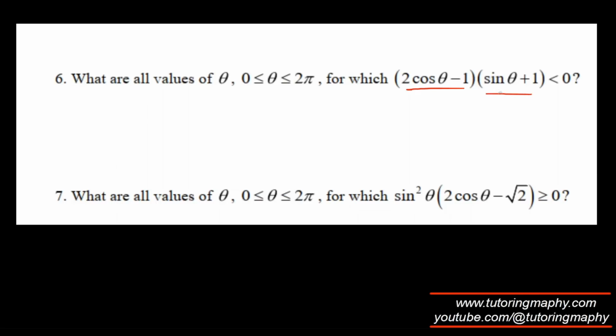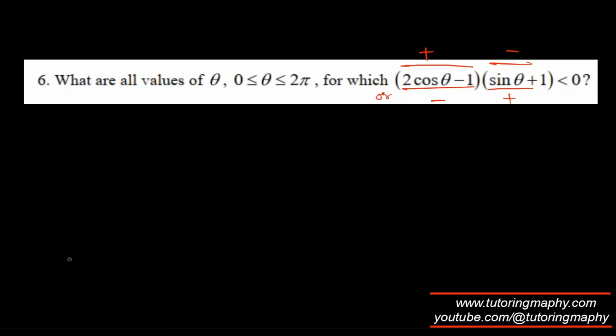If the product of two quantities is negative, then I think there are two possibilities. Either this is positive and this is negative, so that the product is negative, or this is negative and this is positive simultaneously, then also the product is negative, right? So let's do both these conditions separately.